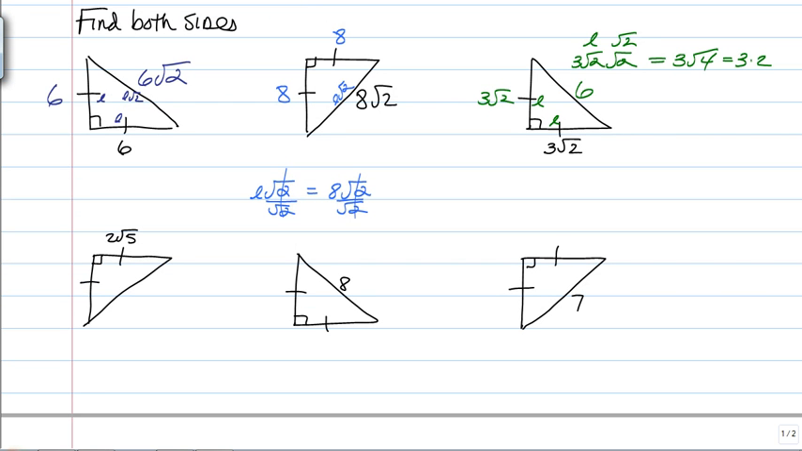So here are 3 more 45, 45, 90s. I would like you to attempt them on your own. Keep in mind they are going to be a little bit tricky, but give them a try.